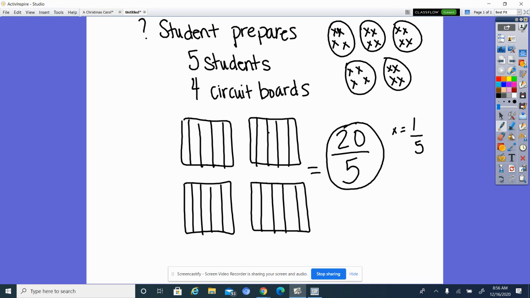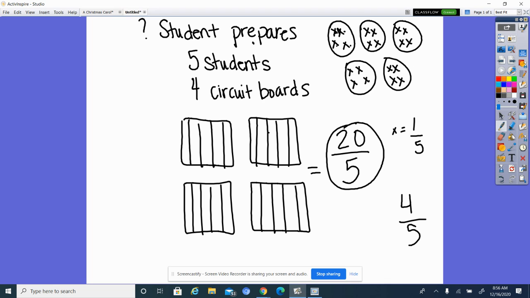Okay, so each student prepares how much? Okay, so there's 4, but are those 4 wholes? Those are 4 1/5 pieces. So if I have 4 1/5 pieces, how much do I have? 4/5. Because this is 1/5, 2/5, 3/5, 4/5, right?